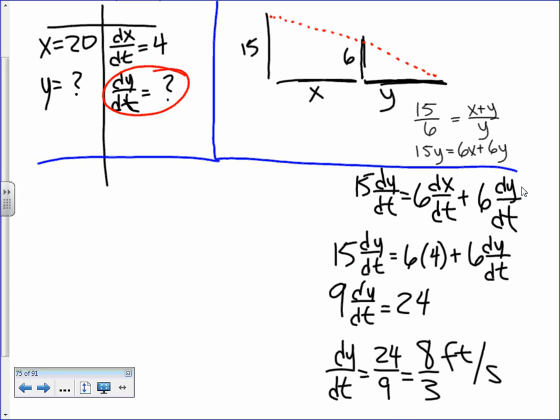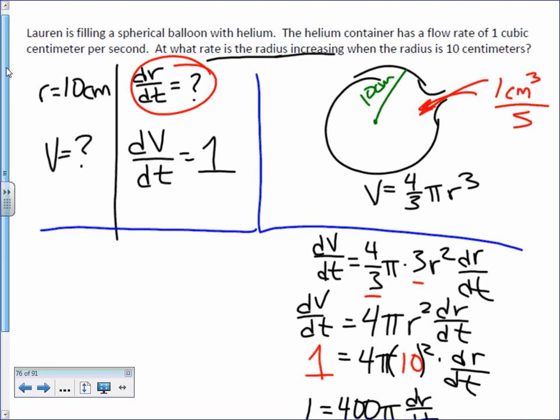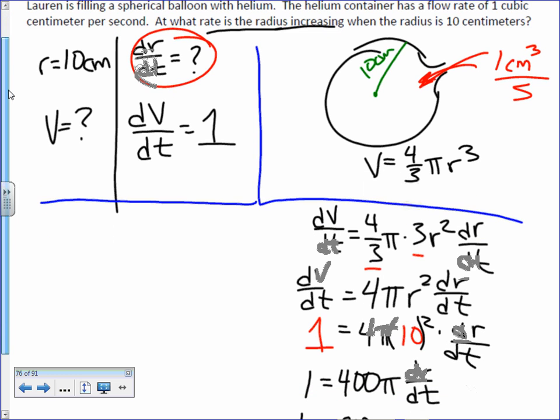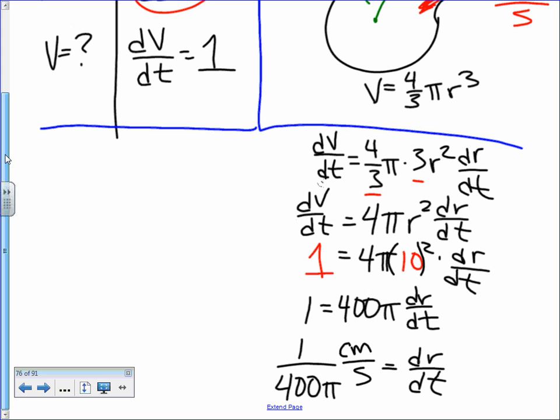Let's move on. Next one, Lauren is filling a spherical balloon. I already have done this one. It's in the other video. I will scroll here slowly through the answer. And if you need to pause it to check your work, go ahead and do that.